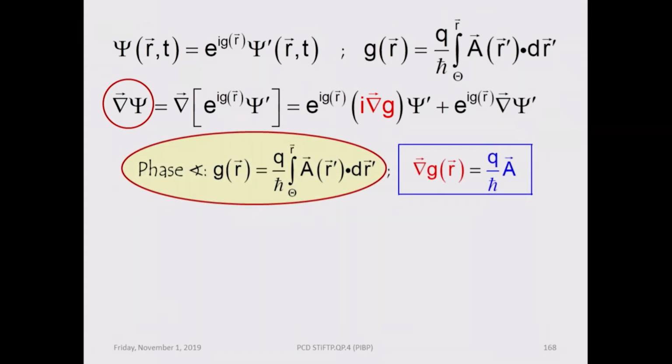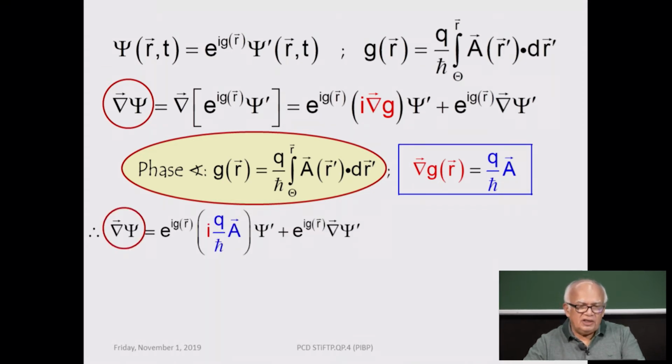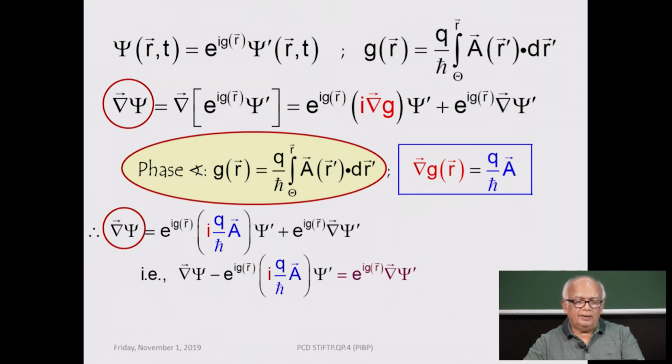And G itself is an integral, and now you are going to take its differential, so you will get the integrand. Okay, so you get q over h cross A. So that is the gradient of G. You can put it in the expression for del psi. Move the first term on the right to the left with a minus sign. Okay, that is all that we have done now.